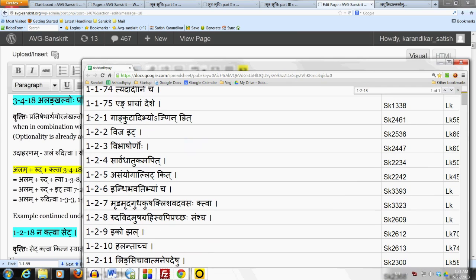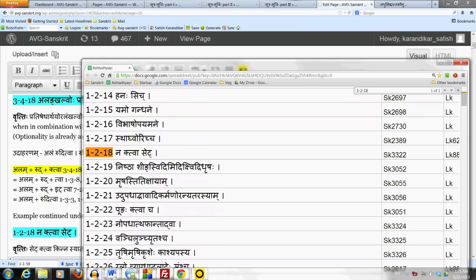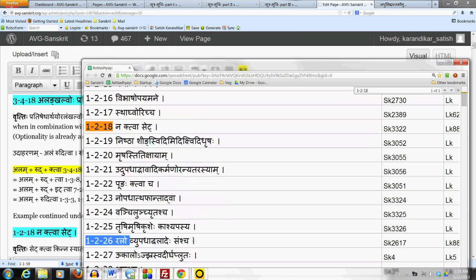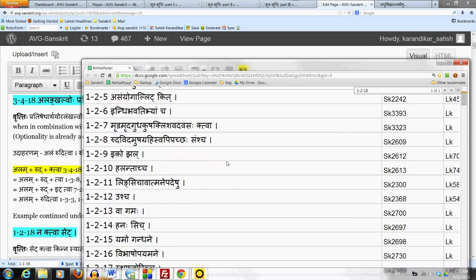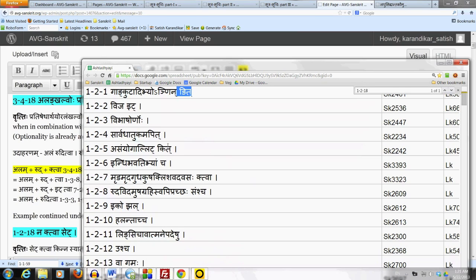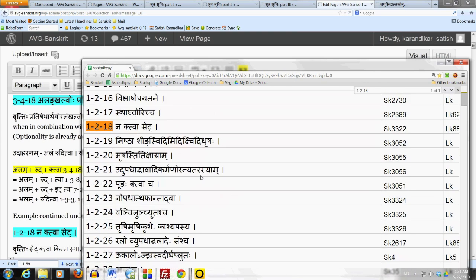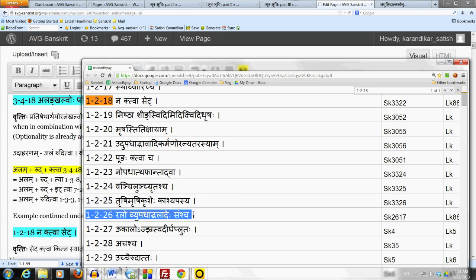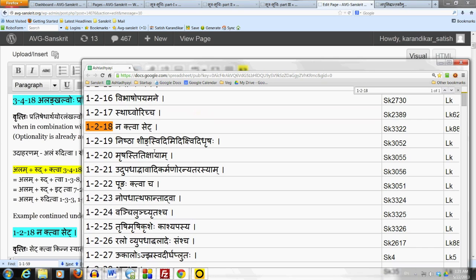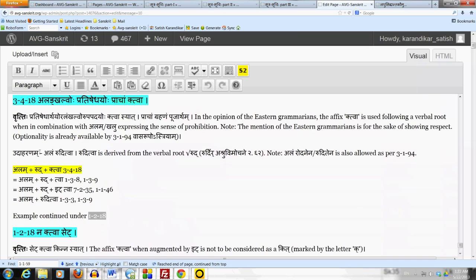Recall this section from 1.2.1 up to 1.2.26 in which Panini takes up the topic of which affixes are ngit, which affixes are kit, and we know the sutram 1.2.5 asamyogat lit kit. From there, the anuvritti of kit goes down to 1.2.26. So the topic of the rules from 1.2.5 to 1.2.26 is the property of an affix being a kit, meaning having the letter k as a marker. So in that section, we have this prohibition rule, na ktva set.